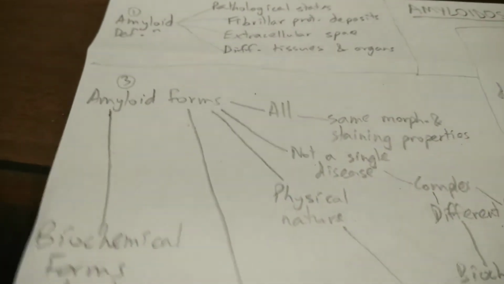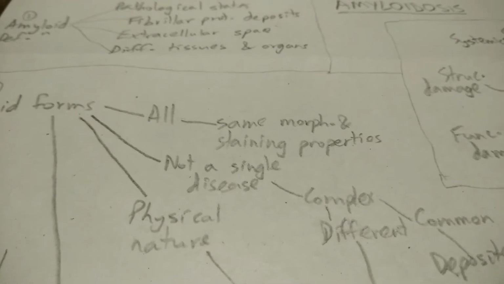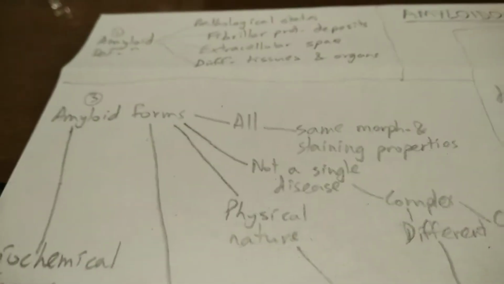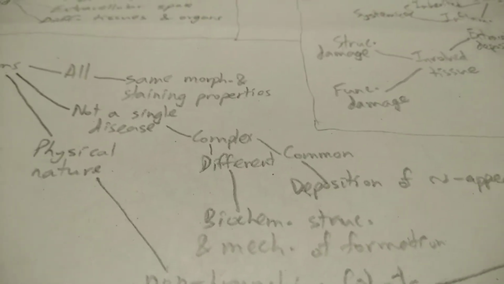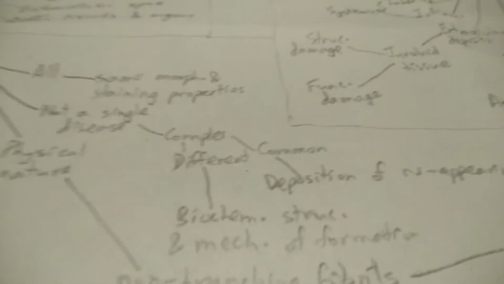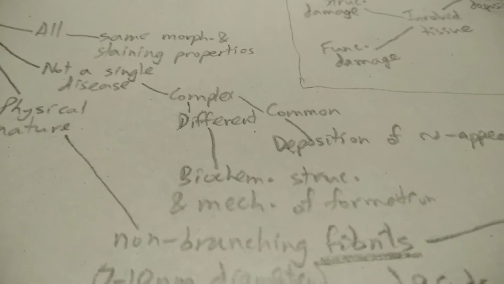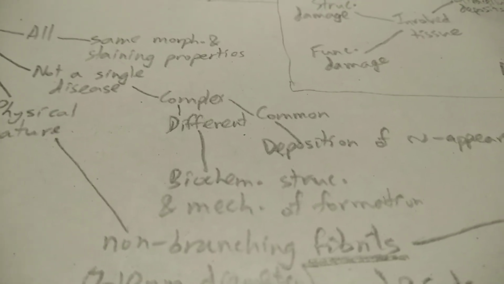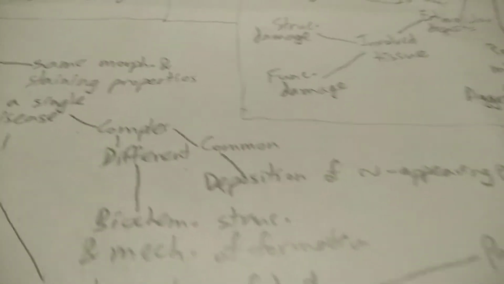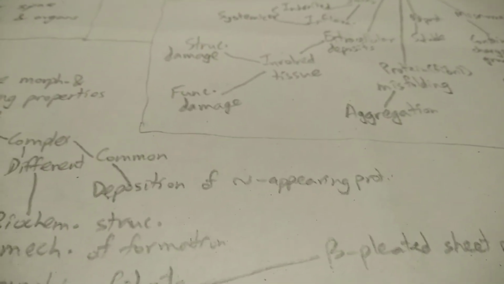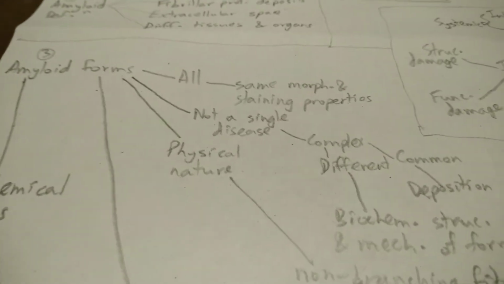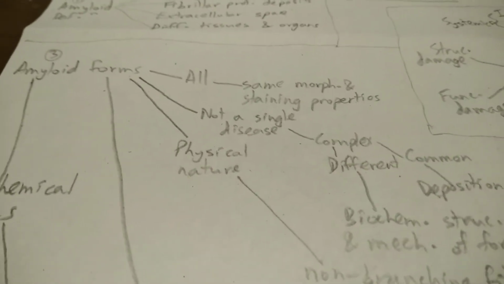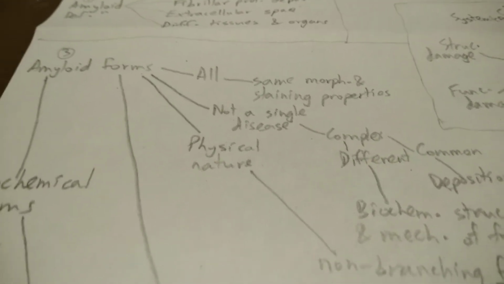Now, if you look at amyloid forms, what's common to all of them is that they all have the same morphological and staining properties. And it's not a single disease. It's a complex of them. And you can find the various differences of these amyloid proteins based on the biochemical structure or the mechanism of formation. All right. What's common to all of them is the deposition, which gives similar appearing proteins. All right. They all look the same, but on biochemical or immunohistochemical staining, you find that they are actually different.